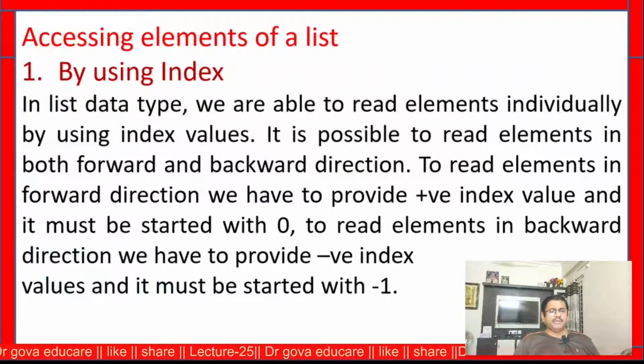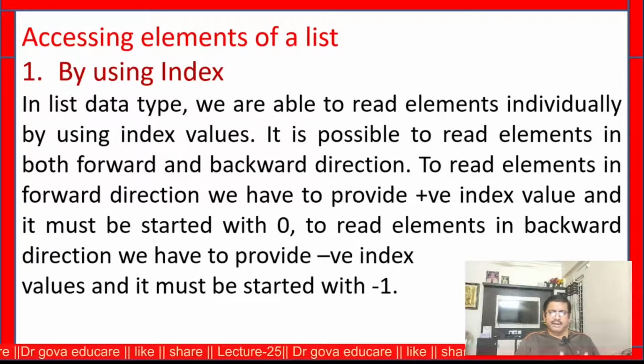Accessing elements of a list. The first method is by using an index. First we discuss what an index is. In the list data type, we are able to read elements individually by using index values. Index values make it possible to read elements in both forward and backward direction. The forward direction means left to right. The backward direction means right to left.